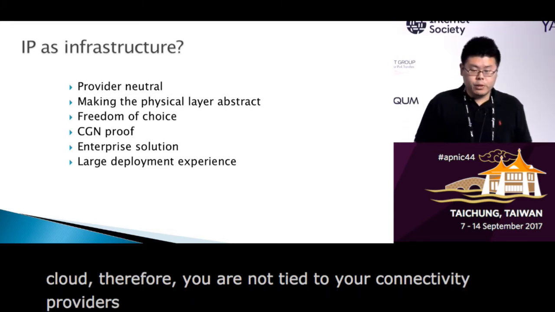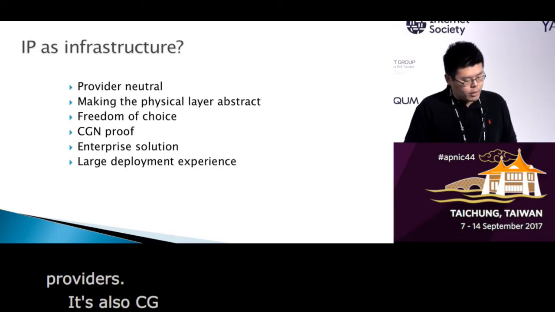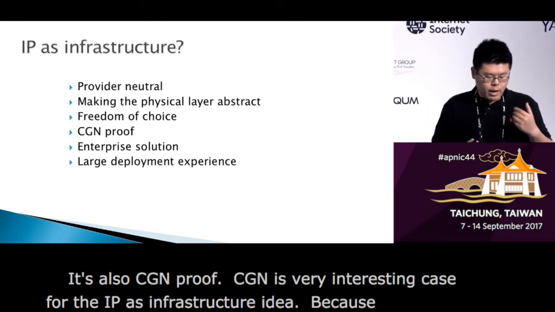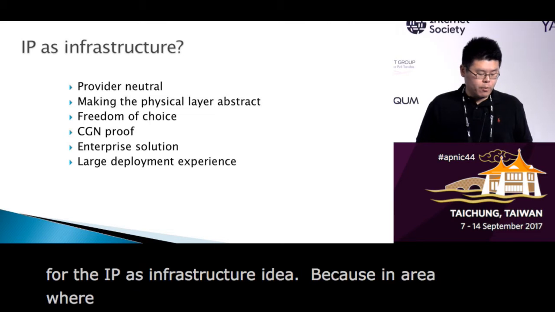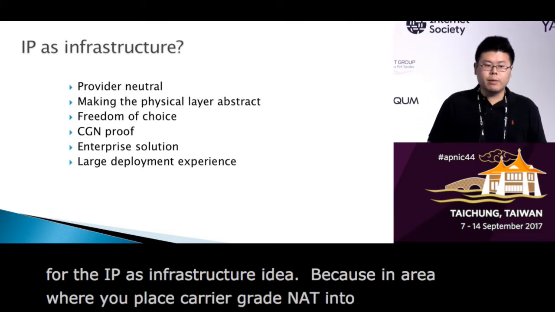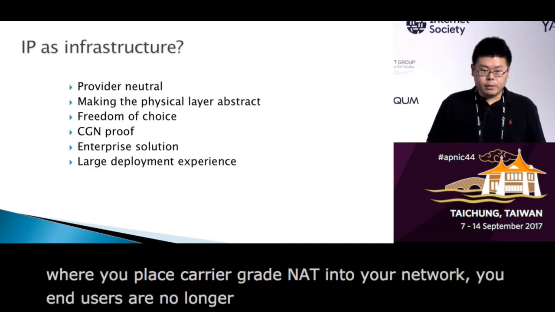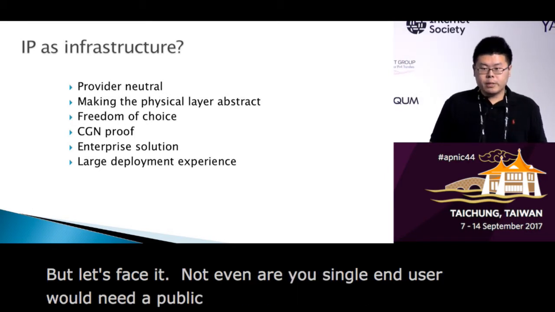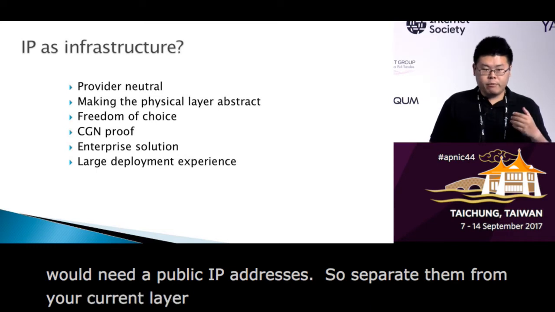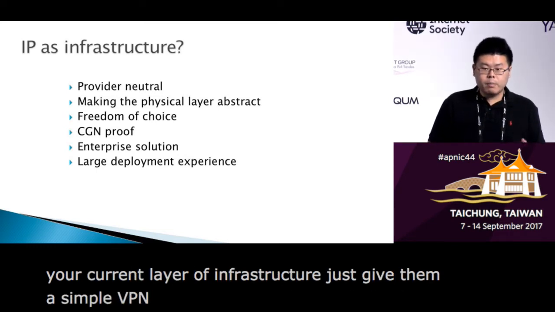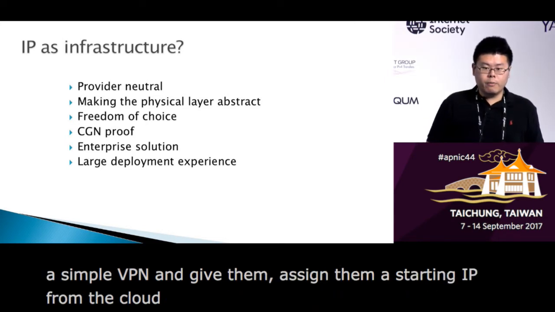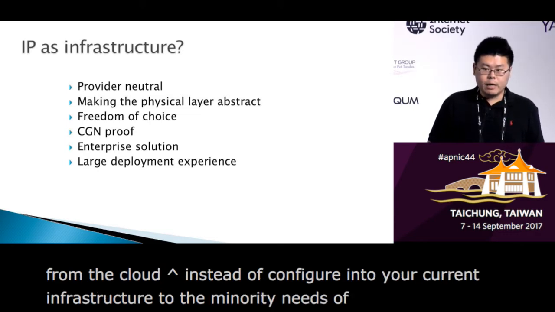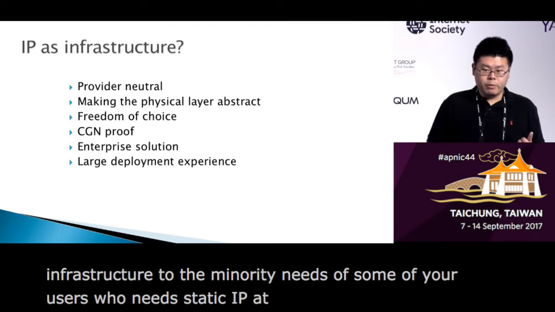It's also CGN proof. CGN is a very interesting case for the IP as infrastructure idea, because in the area where you place carrier grade NAT into your network, your end users no longer receive public IP addresses. But let's face it, not every single end user needs a public IP address. So separate them from your current layer of infrastructure, just give them a simple VPN and assign them a static IP from the cloud, instead of configuring your current infrastructure for the minority of your users who need a static IP at home. It would be a very easy idea.